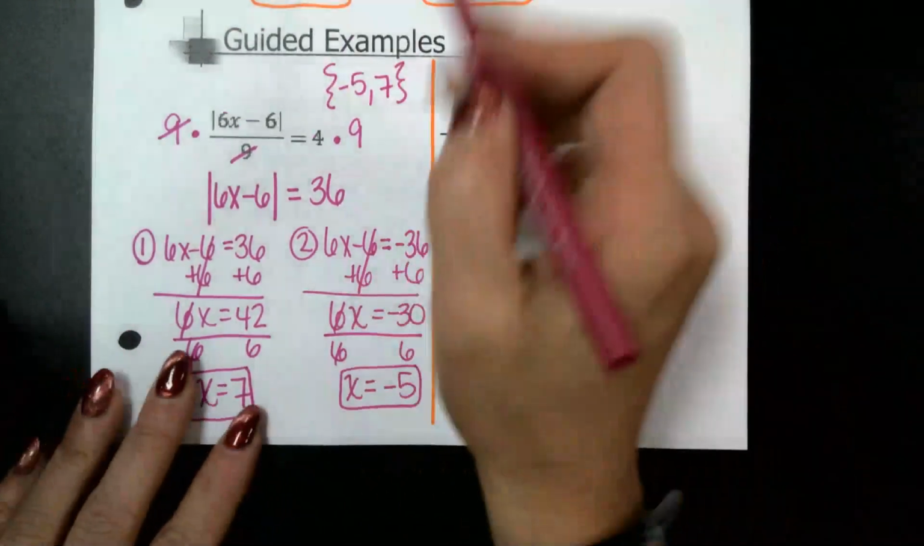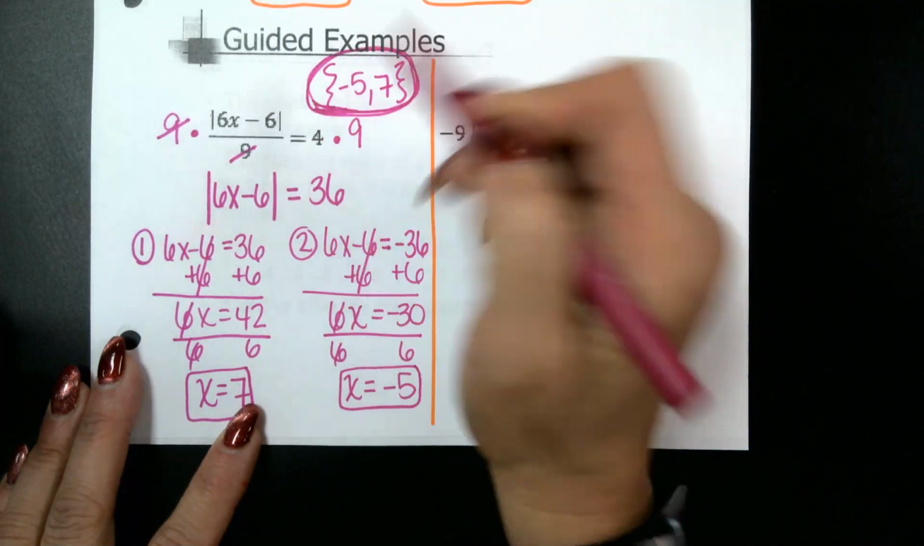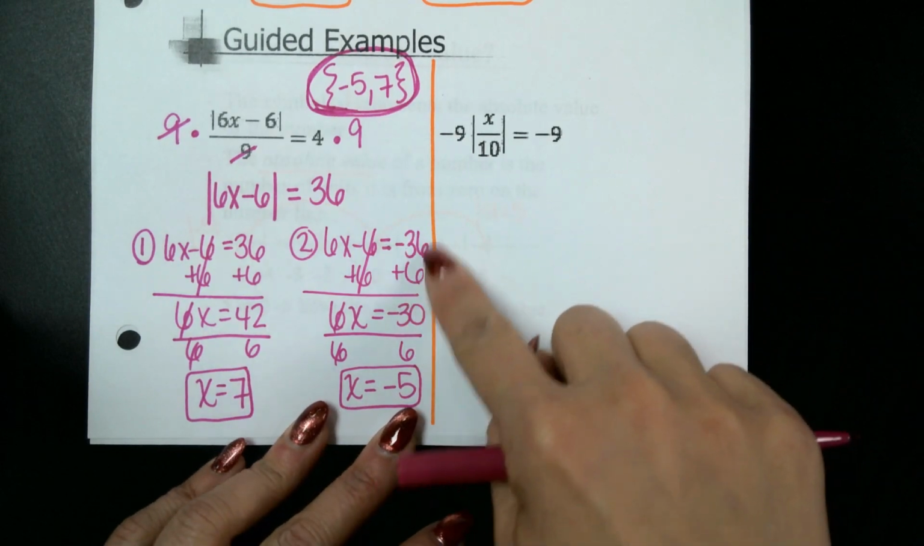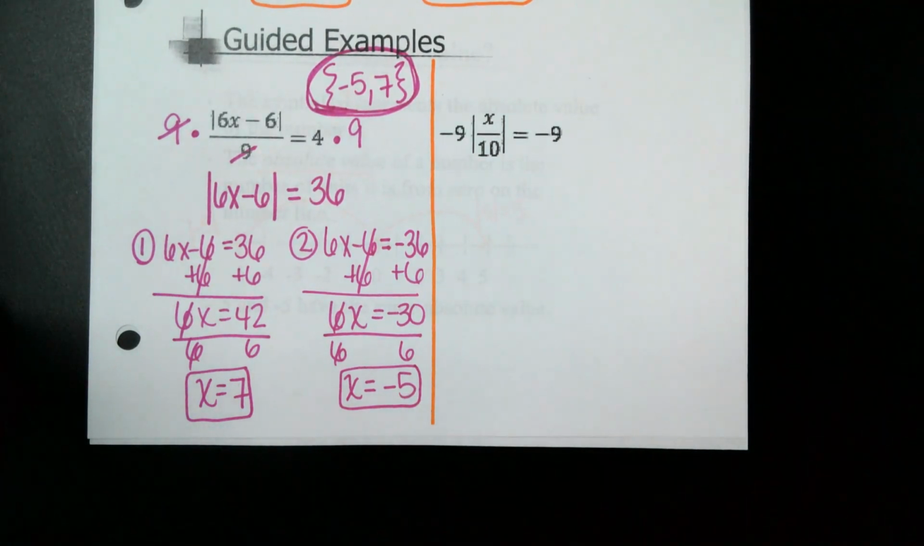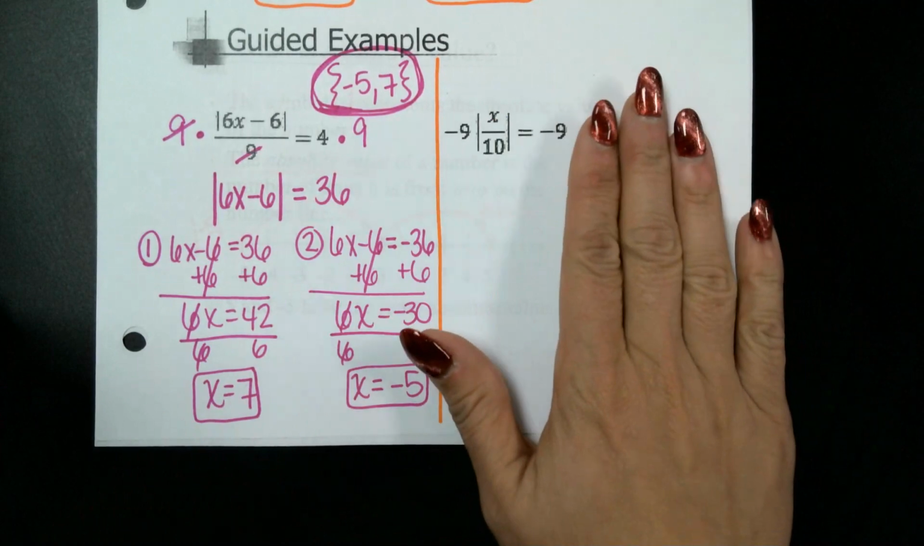So up there at the top, I wrote my two answers in that set notation just so you can start getting in the habit of seeing that. Negative 36 plus 6 would be negative 30. How's that one? Is that okay? Okay.